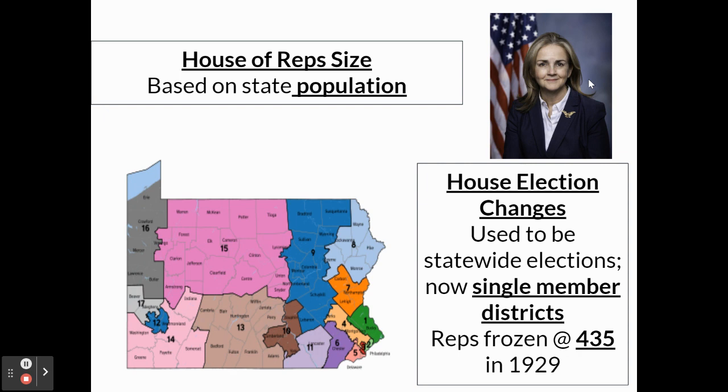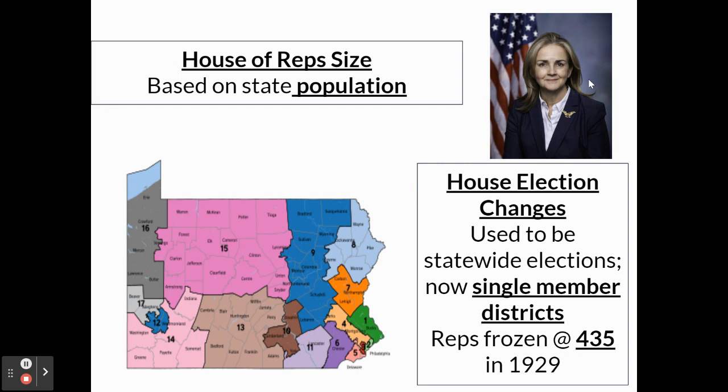Pennsylvania currently has 17 representatives, so we have 17 different districts. These are called single member districts, and one representative is elected out of each of these districts. So the people in District 15 are voting for different representatives than us down in District 4 in Montgomery County.